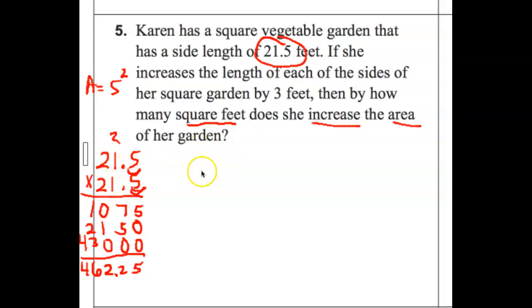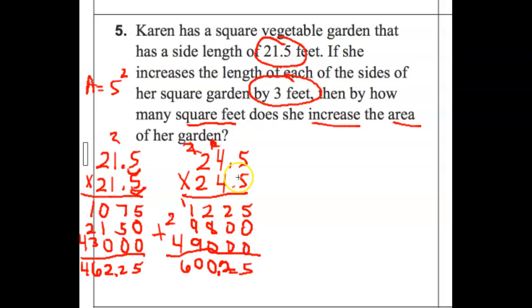Okay, so now we have to calculate the new area of the garden. The important piece of information is that each side was increased by 3 feet. So what is 21 and 5/10 plus 3? Answer that for me, please. Very good. It is 24 and 5/10. So we are now going to be multiplying 24 and 5/10 by itself, again, without crying or giving up and using a calculator. We're going to multiply those two numbers together. Go ahead and do that for me now, please.